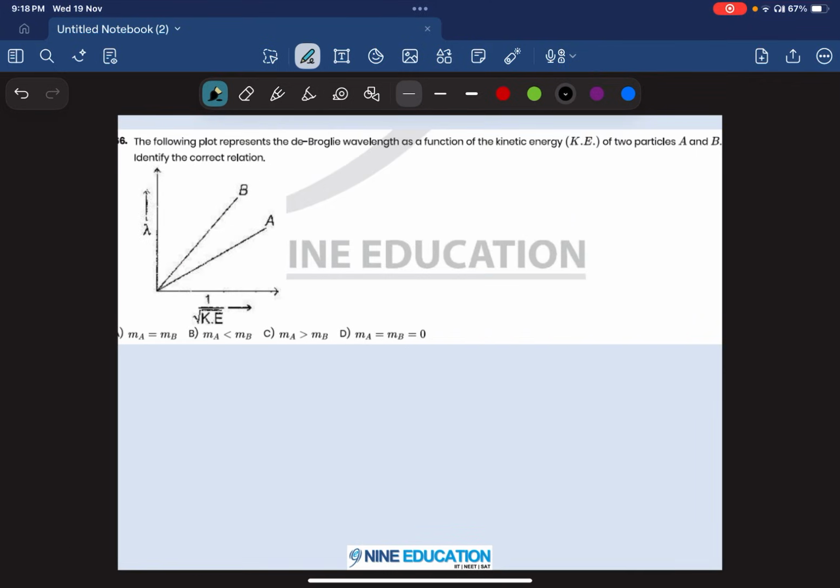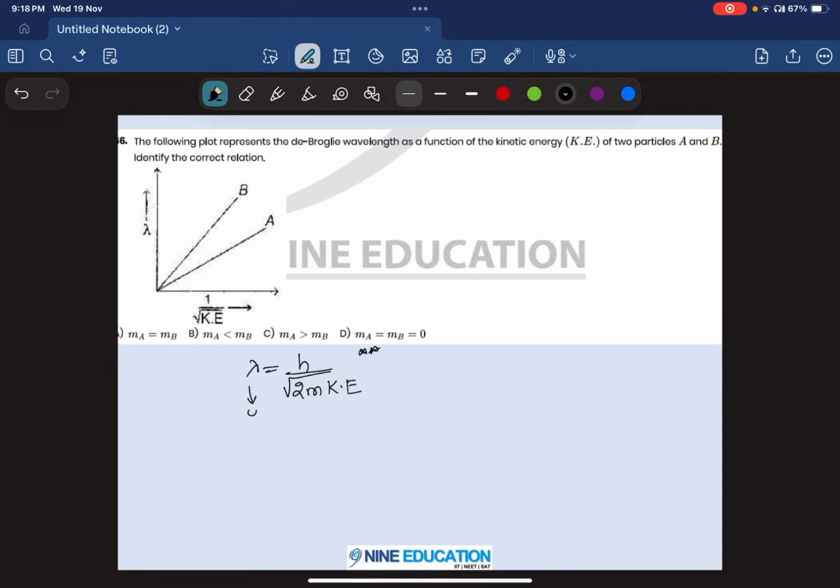Then question number 66. It is an atomic structure related question. De Broglie wavelength as a function of kinetic energy. You must know this formula: lambda is equal to h by under root 2 into m into kinetic energy. This is one formula for de Broglie wavelength, one more formula which we need to remember: h by under root 2mKE. So here, the graph is between lambda and 1 by root 2mKE.